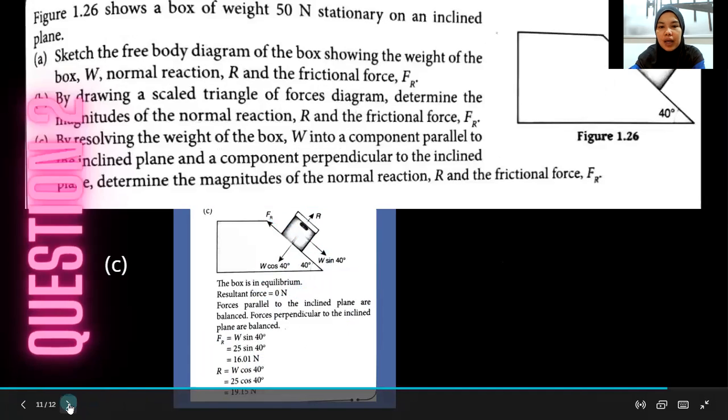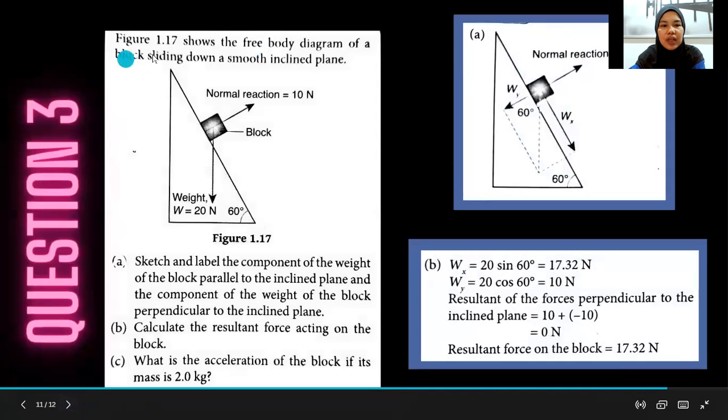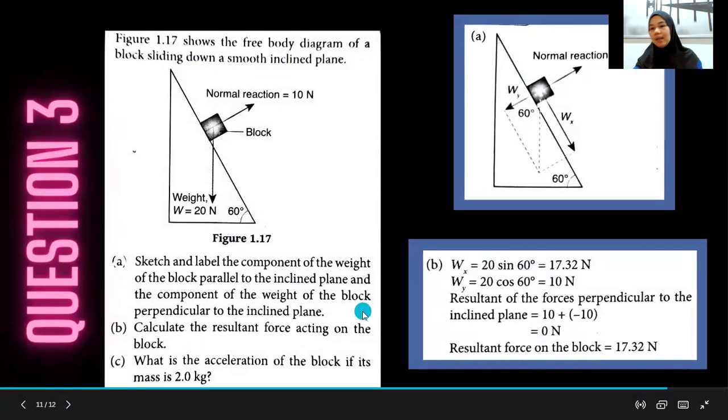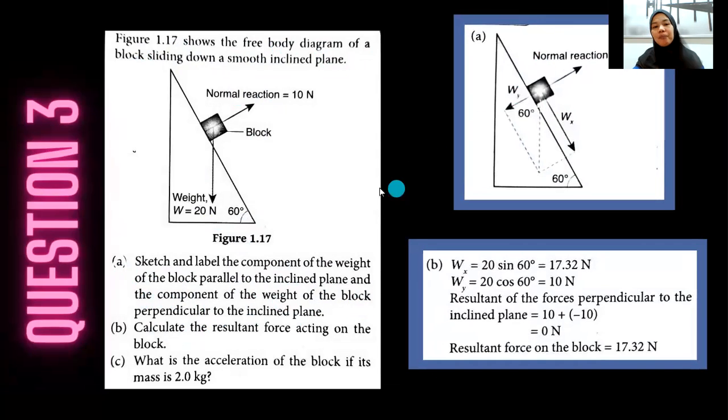Next is figure 1.17, which shows a free body diagram of a block sliding down a smooth inclined plane. Normal reaction, block weight, 60 degrees. Sketch and label the component of weight of the block parallel to the inclined plane and the component of the weight of the block perpendicular to the inclined plane. You need to draw it.